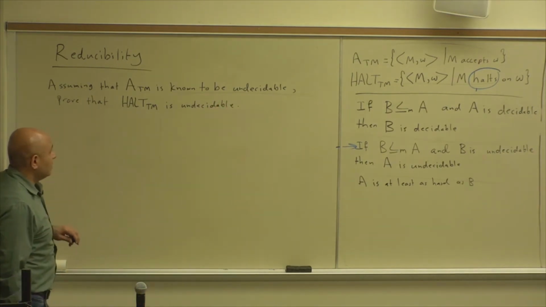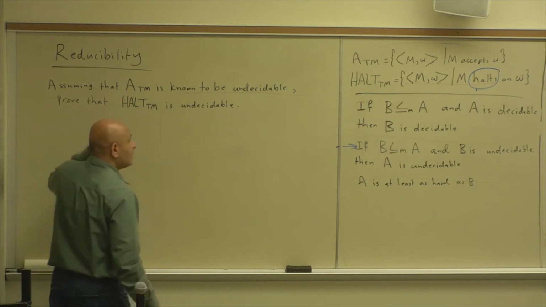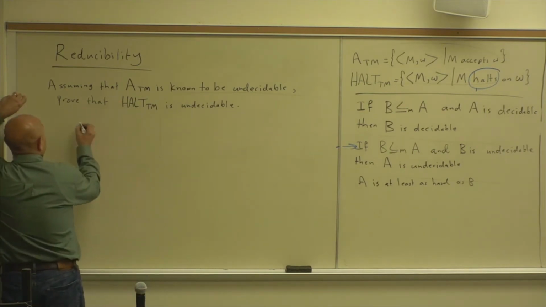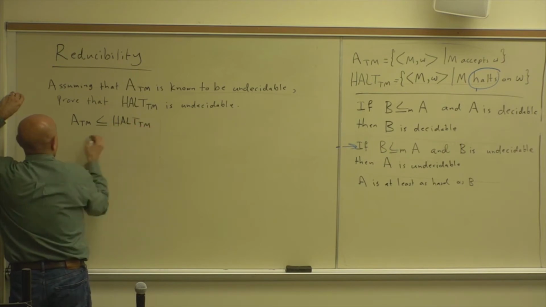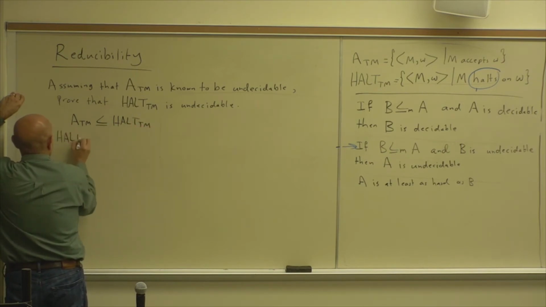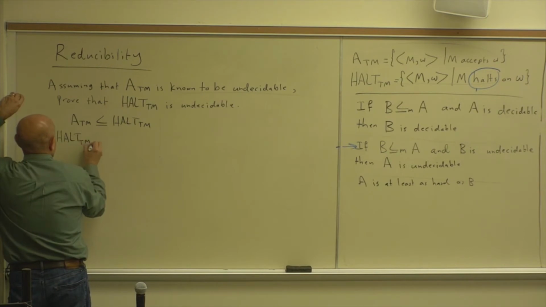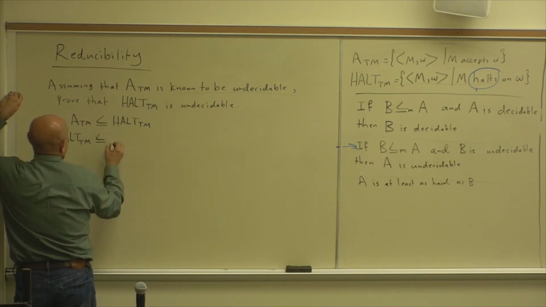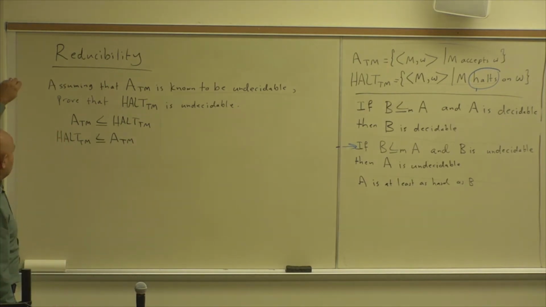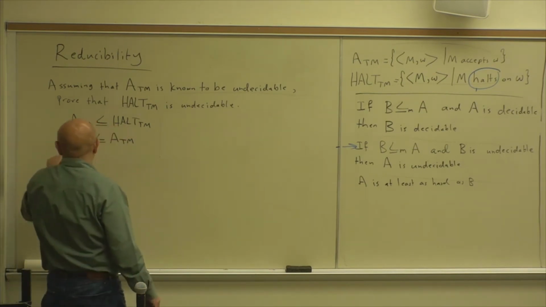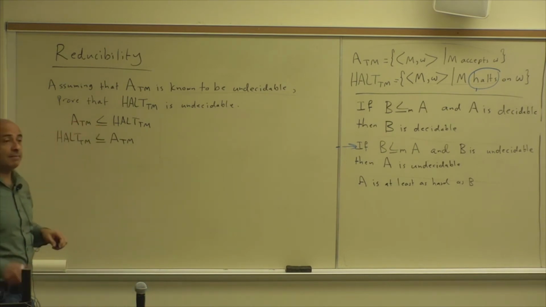So here, using the reductions, do we need a reduction from ATM to halt TM, or a reduction from halt TM into ATM? Which one do we need? Do we need the first reduction, or the second? Do we need to reduce every instance of ATM into an instance of halt, or every instance of halt into an instance of ATM? The first one.